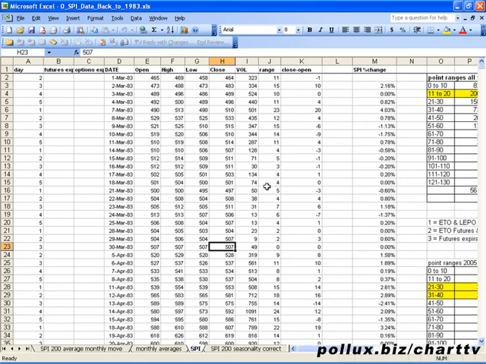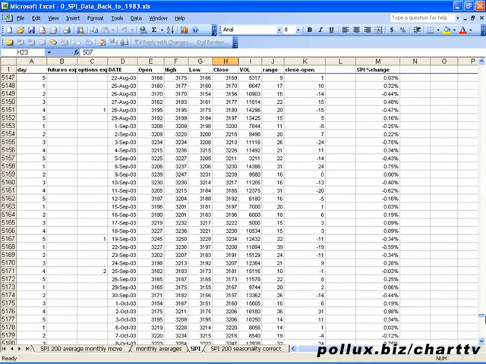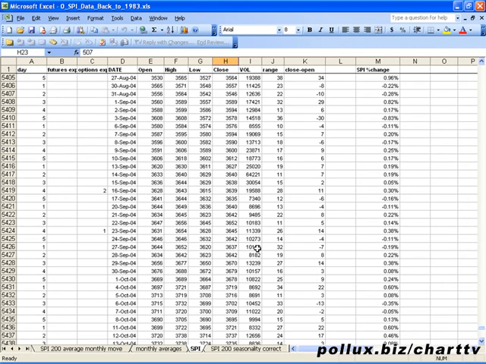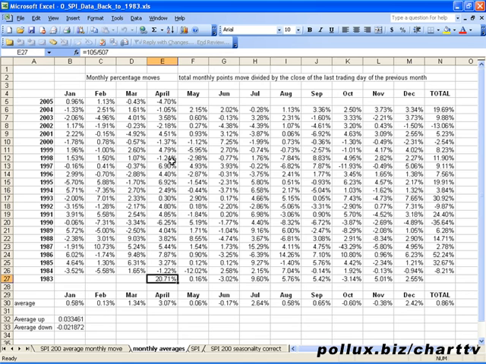Basically what I did is I took the close of the month. Okay, let's scroll down to some more recent data. Let's say I took the close for June 2004, for instance. I took the close of the month, 3679, less the open of the first trading day of the month, so that would be 3560, and I plonked it into a spreadsheet like this.